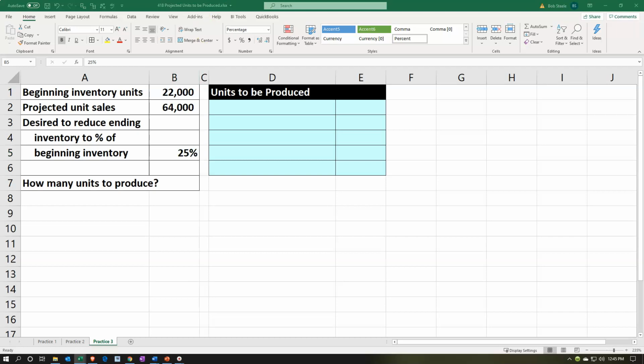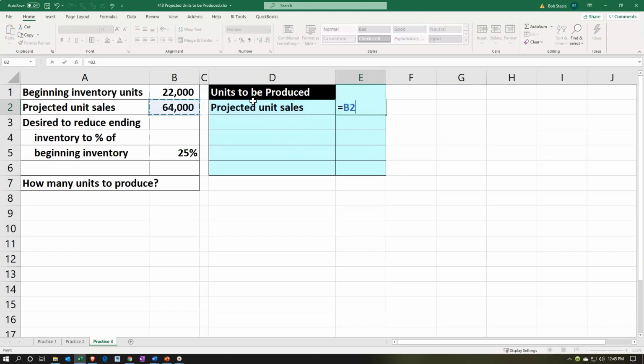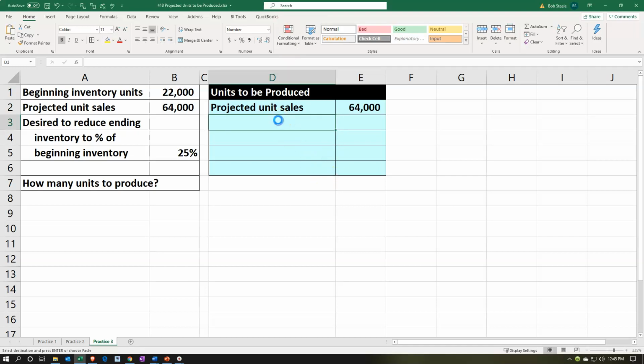So here we go. We've got the projected unit sales up top. Projected unit sales we think are going to be the 64,000. And then we've got the desired ending inventory. We want to have that cushion in the ending inventory. This time, not taking a percentage of the sales, but we're going to take a percentage of the beginning inventory. So this is what was left last time, and we're basically saying, hey, that was too high. We want to just take 25% of the beginning inventory.